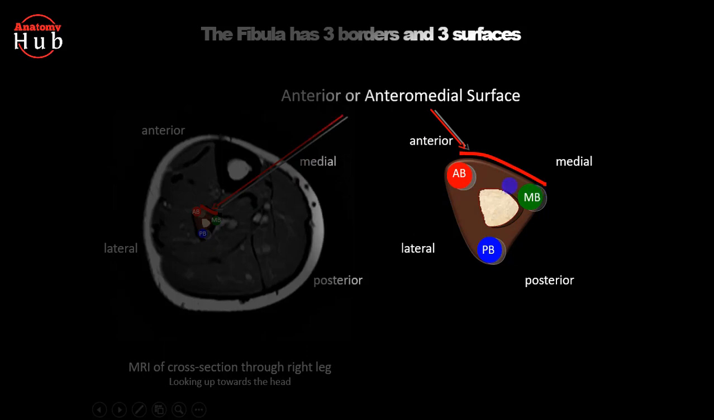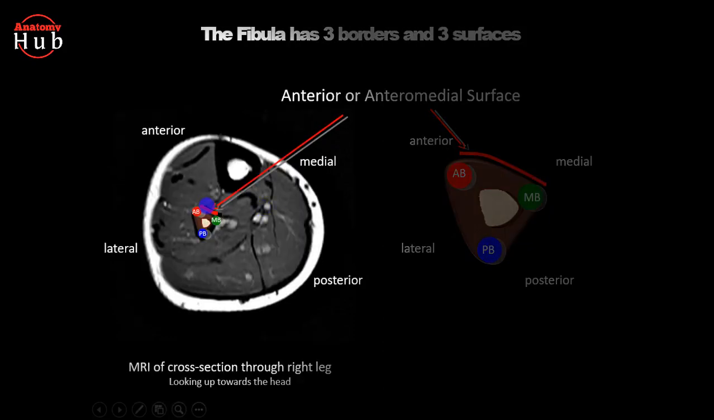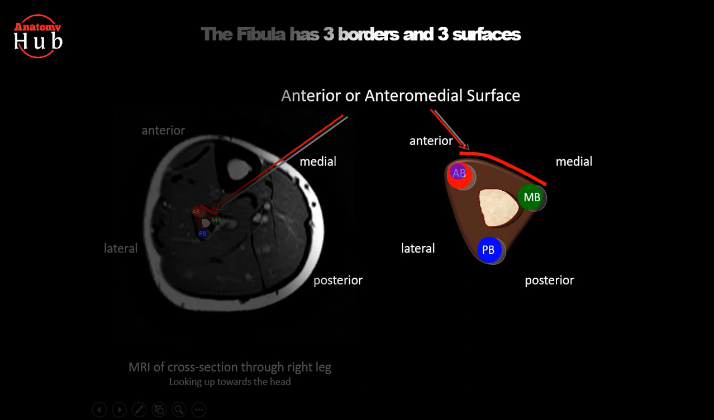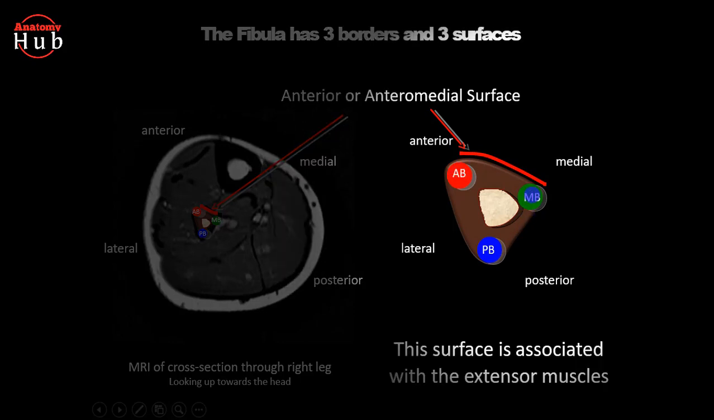Now we will see the surfaces, 3 surfaces. There you will find the anterior or anteromedial surface that you can observe over here, which is facing towards the tibia. So that is in between the anterior border and the medial border. This surface is associated with the extensor group of the muscles.